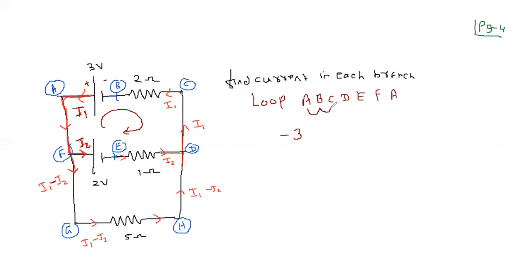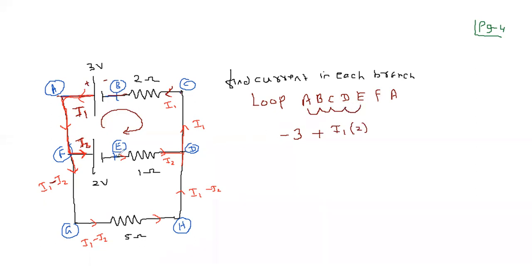Then I am going from B to C. But the current is opposite. We studied on the previous page: if I go against the direction of current, it is plus IR. So plus I. What is I? I1. What is R? 2 ohms. Then C to D: no battery, no resistance, leave it.